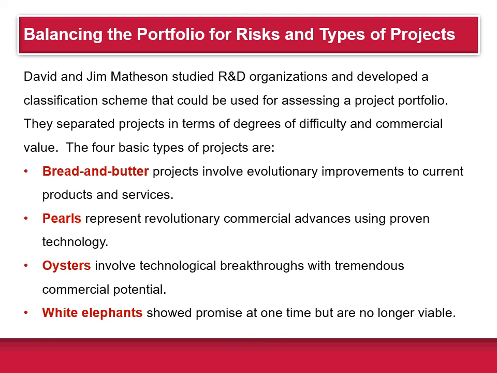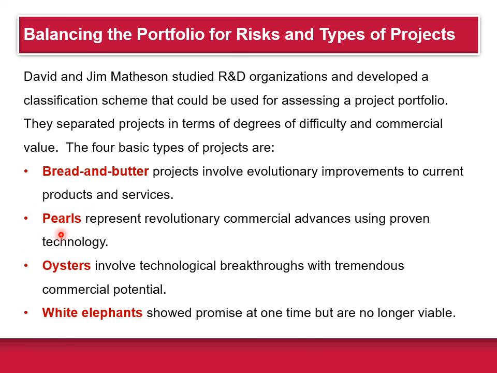So when you have all these kinds of projects, it's often difficult to balance the risk and types of projects you do. Two researchers, David and Jim Matheson, studied R&D organizations and developed a classification scheme that could be used for assessing a project portfolio. They separated projects in terms of degree of difficulty and commercial value. They determined that there's basically four types of projects. The first one's called bread and butter. These are the projects that involve evolutionary improvements to current products and services. These are the everyday projects that companies are doing.